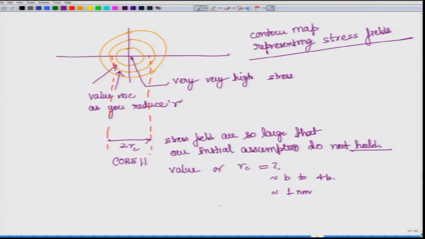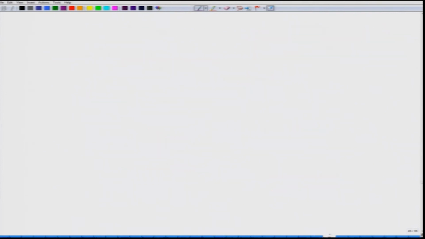So far what we have looked at are the stress and strain fields around a screw dislocation. Now, there is also a derivation for edge dislocation. It is not as straightforward as the one that we described for the screw dislocation. However, it is not very complicated either.